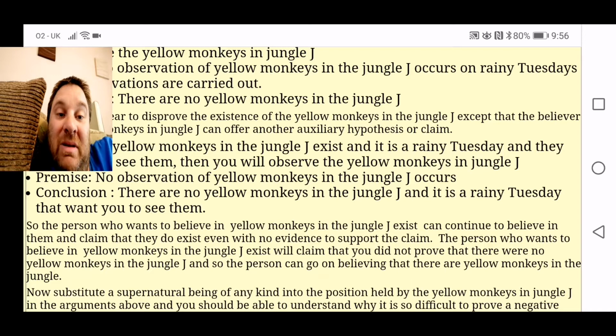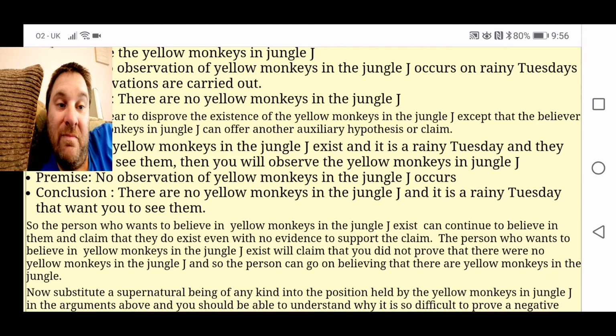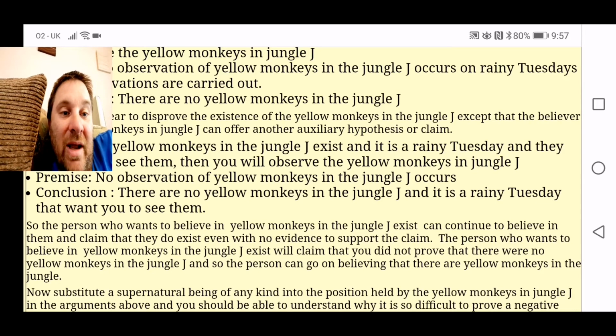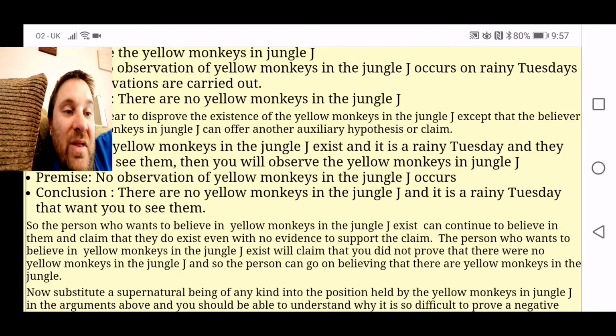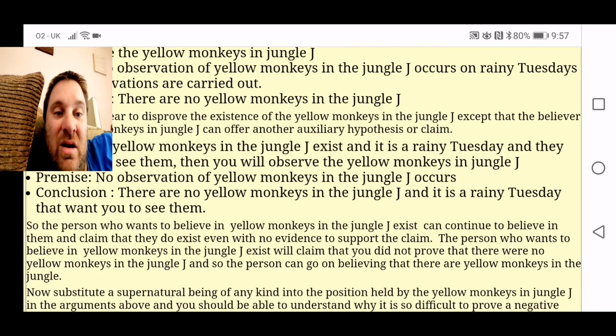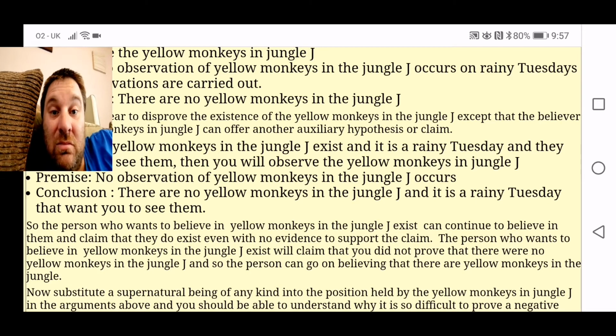So the individual who wants to believe that yellow monkeys in Jungle J exist can continue to believe in them and claim that they do exist even with no evidence to support the claim, or evidence that goes against the claim. The person will claim that you did not prove that there were no yellow monkeys in Jungle J, and can go on believing that there are yellow monkeys in the jungle.